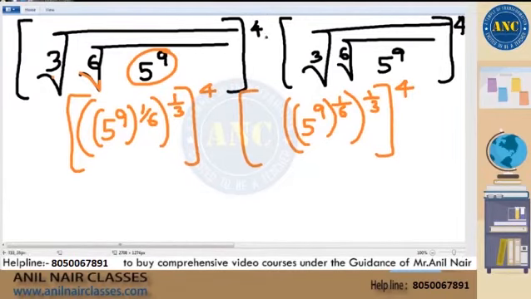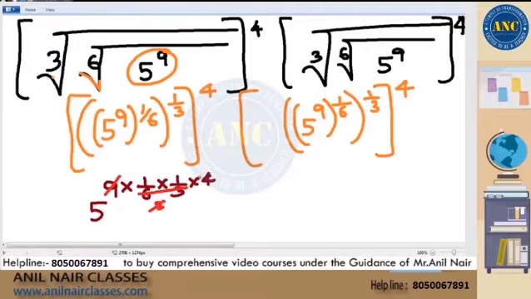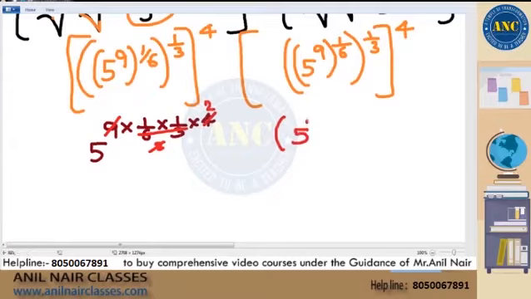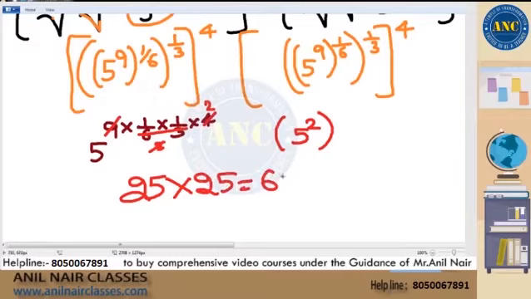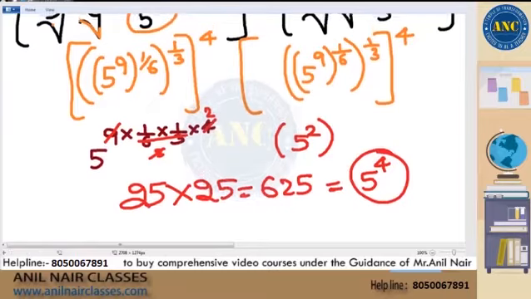Apply the laws of indices. Where is the difficulty? If power after power is coming inside the bracket, multiply the powers. Power 1 by 6 into 1 by 3 into 4. If I simplify, this becomes 9 into 2 is 18, 2 into 1, 2 into 2. First term is 5 power 2, second term is also 5 power 2. Your answer is 25 into 25, 625. Expressed in terms of indices, 5 power 4. The answer for this question is 5 power 4.